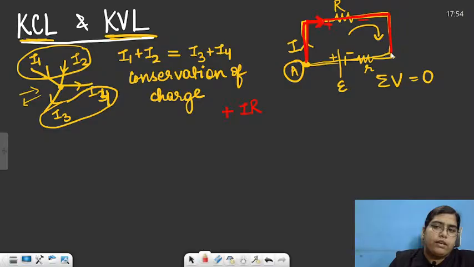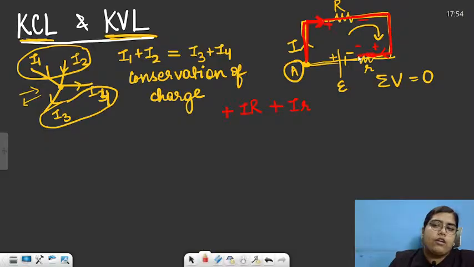Then I move here, and now I encounter this resistor. Current is flowing in this direction only. Current will always flow from positive to negative. Again, I encounter the positive sign first. So I'll write plus IR.